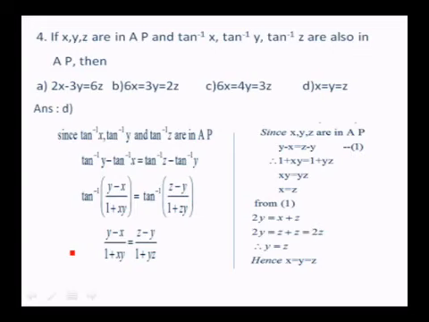Once again, from y minus x is equal to z minus y, we get 2y is equal to x plus z. Now substitute z in place of x, since we found x equal to z: 2y is equal to z plus z, so 2y is equal to 2z, so that y is equal to z. So x equals z and y equals z implies x is equal to y is equal to z. So the correct option is D.